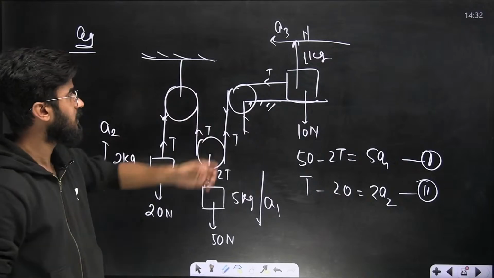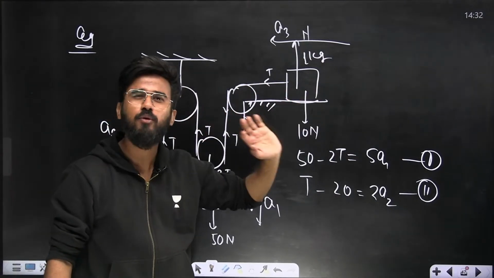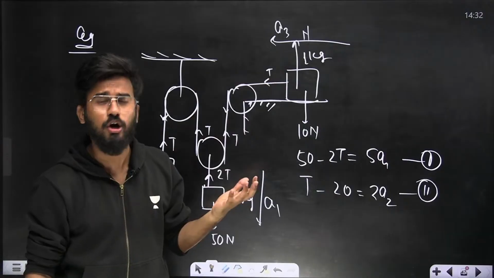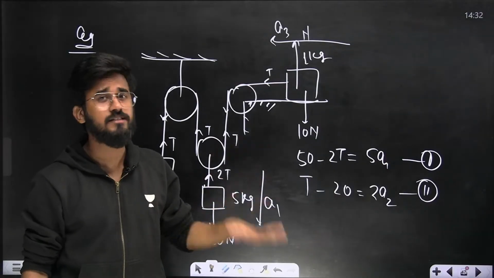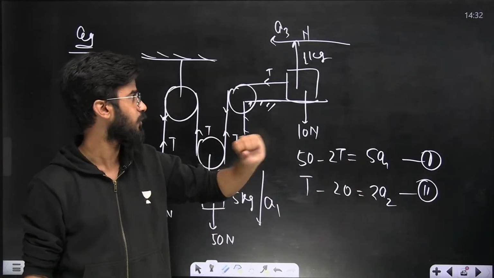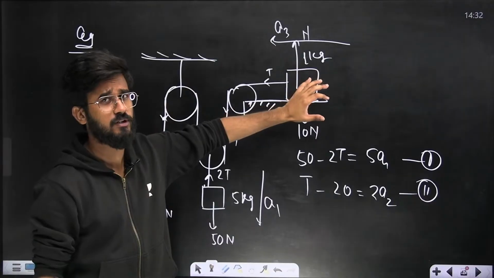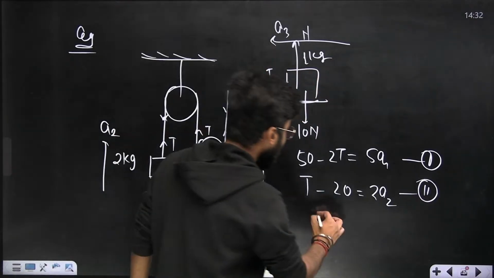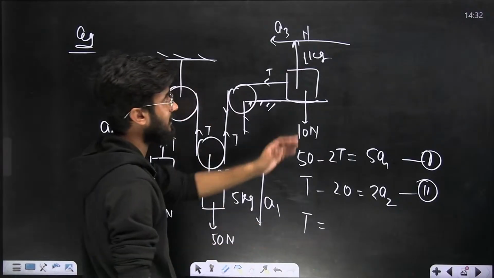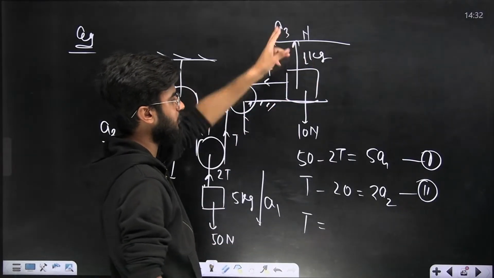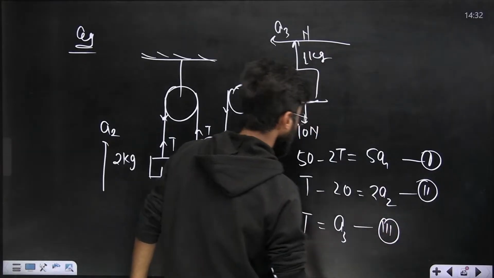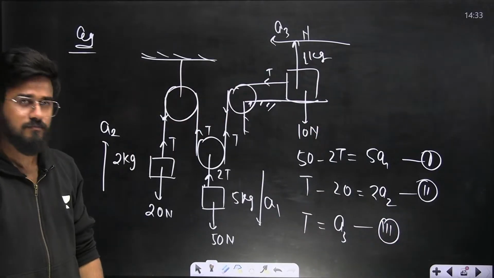Now come to the third block. This block is moving in the horizontal direction. We will not focus on the vertical forces, we'll just consider the horizontal forces. What is the total horizontal force on this particular block? That is only T. So T equals mass into acceleration. What is mass? 1 kg into acceleration A3, means only A3. Equation number 3. Got it?